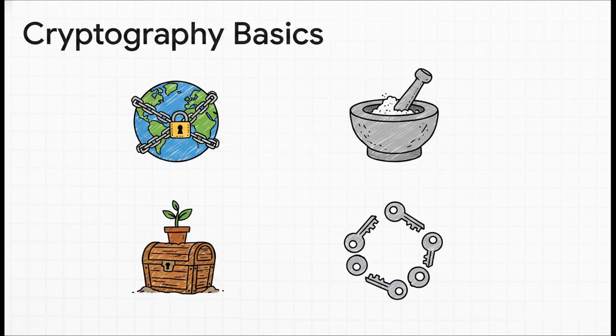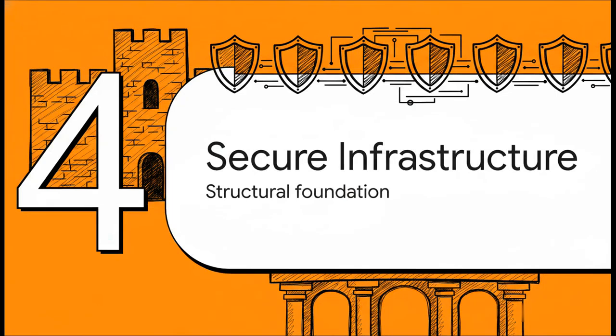Make sure to store your API keys and database strings in .env files, and please add that file to your .gitignore immediately. And if you do accidentally push a secret to GitHub, treat it as fully compromised and rotate those exposed keys instantly. All right, moving into layer 4, securing your infrastructure.